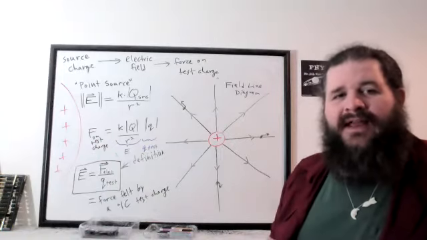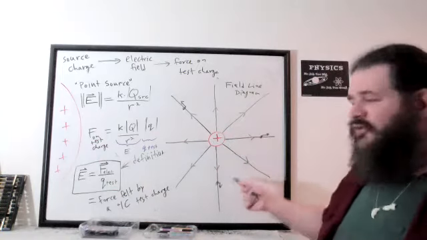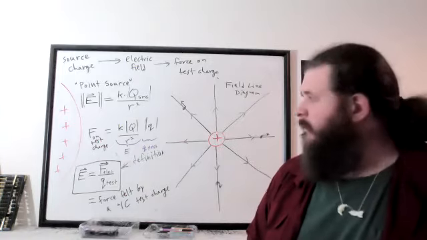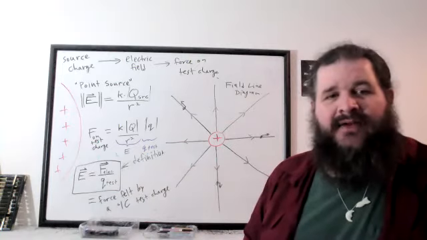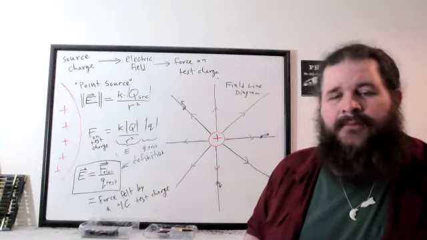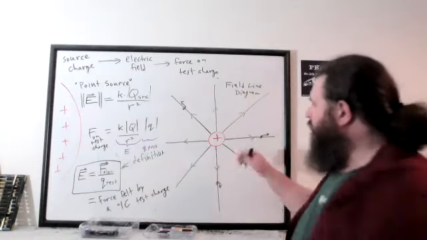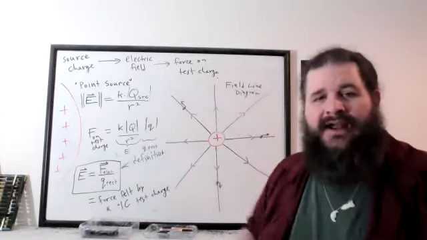If you have more complicated arrangements of charge, like let's say you've got several source charges, and you want to find the total electric field everywhere, you can do that by finding the electric field at each location and adding the vectors together at each location. And they can get pretty complicated. But as a general rule, the field lines should be pointing outwards from positive sources and inwards towards negative sources.